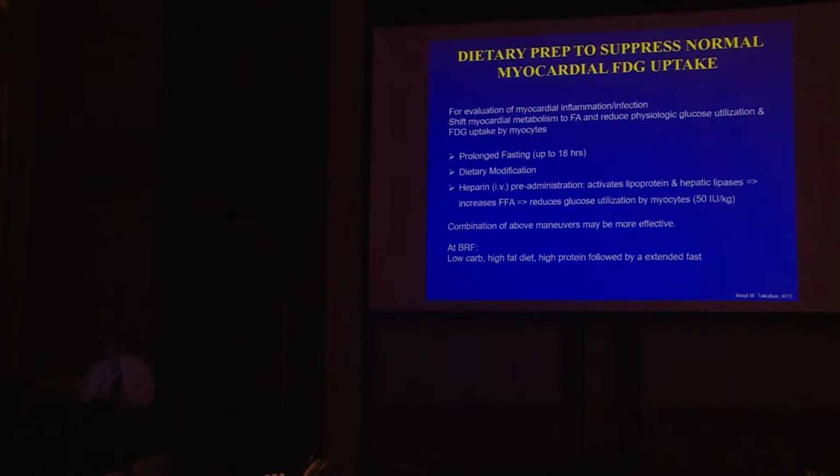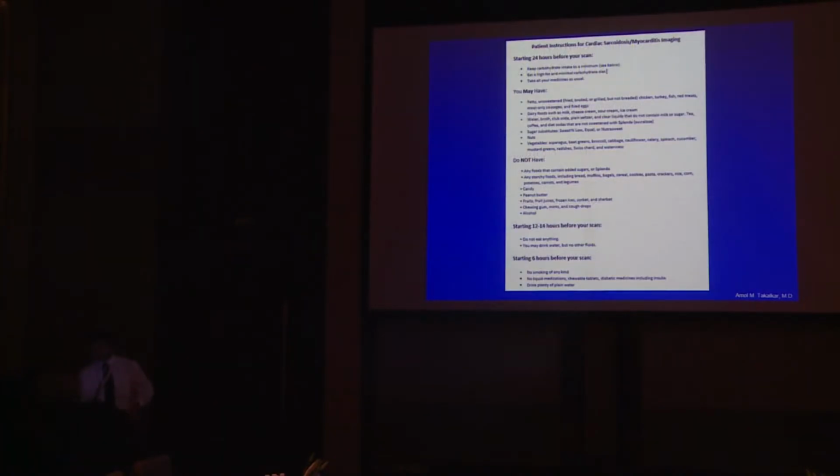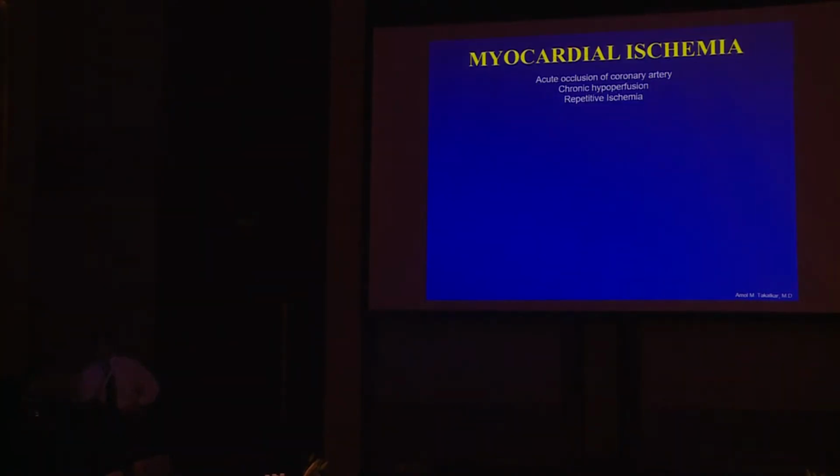To suppress the normal myocardial uptake, there are again multiple things that have been tried: prolonged fasting, dietary modification, heparin, or a combination of these maneuvers. At our center, we tell the patient to have a low-carb, high-fat, high-protein diet, followed by an extended fast of about 12 hours, and that seems to work for us relatively well. We actually have to tell the patients what they can eat and what not to eat, because lots of times it's not clear to them what is low-carb or high-carb.